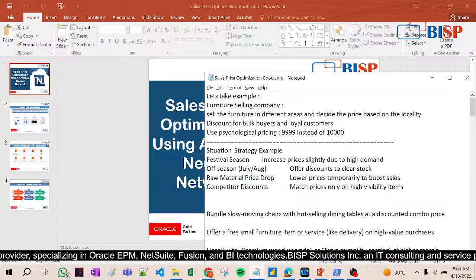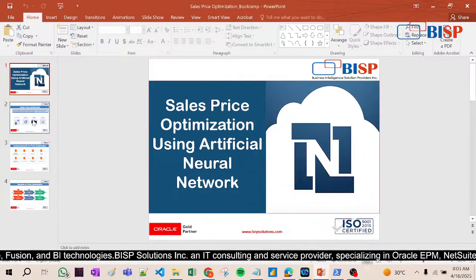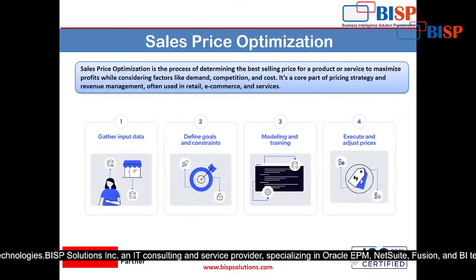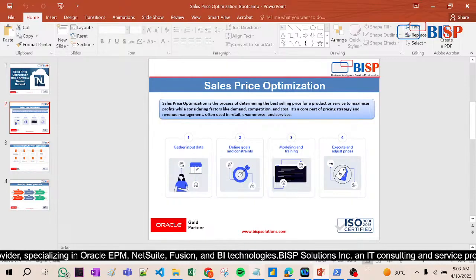So these are the strategies on the basis of which you can custom optimize the price. For example, when festival season comes, increase prices slightly due to high demand. You can do it like this also. Let me show you the main definition here. Sales price optimization is a process of determining the best selling price for a product or service to maximize profit while considering factors like demand, competition and cost. It's a core part of pricing strategy and revenue management, often used in retail, e-commerce and services. Now you got my point.